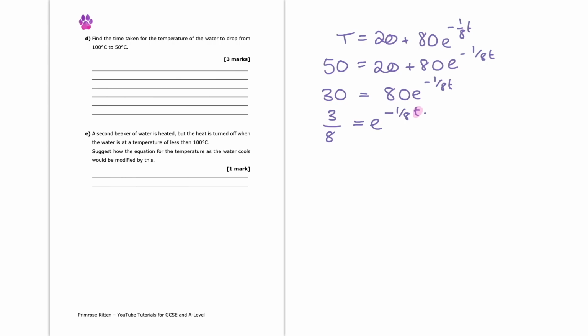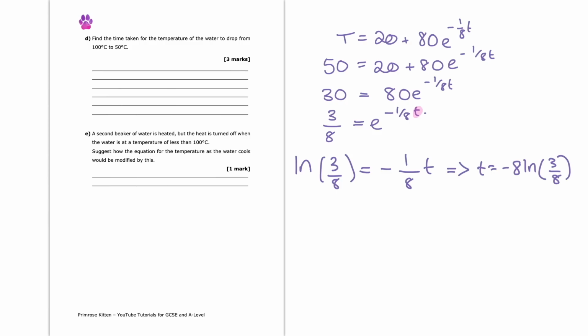Well, the opposite of an e, don't forget, is ln, the natural logarithm. So if we take lns of both sides here, we will be able to get rid of that e on the right hand side, and we just get left with minus 1/8 t. And then finally, to rearrange this, we could either think of it as dividing through by minus 1/8, or we could multiply through by minus 8. Either is going to give us the same answer, okay? So in this case, we will get t equals minus 8 ln 3/8.